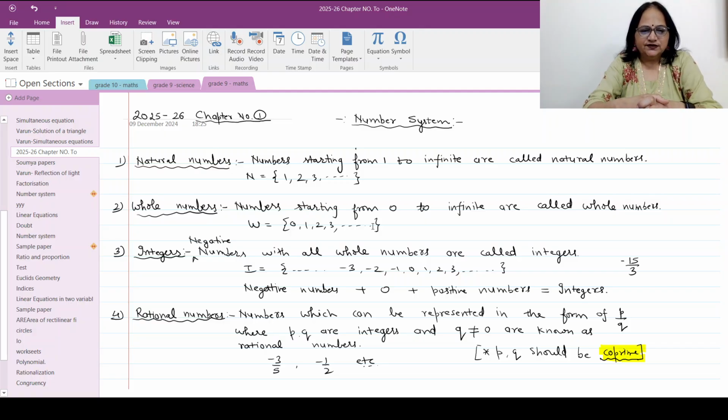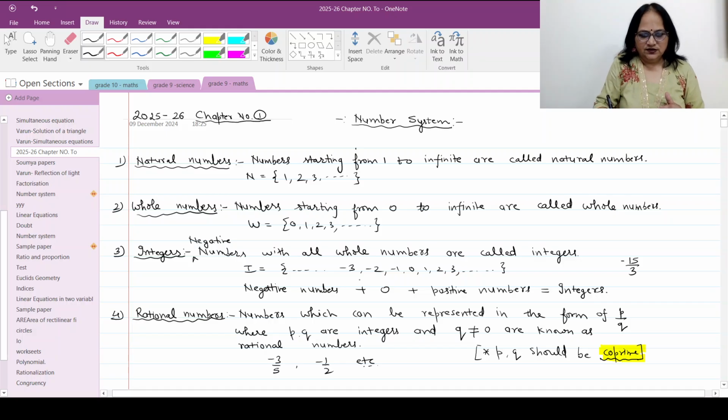Then we come to integers. Integers are whole numbers plus the negative numbers, right? And we represent this by capital I. So negative numbers means minus infinity to plus infinity, and we have minus 3, minus 2, minus 1, 0, 1, 2, 3 and so on. So all these numbers are known as integers. So we can say that integers are nothing but negative numbers plus 0 plus positive numbers.